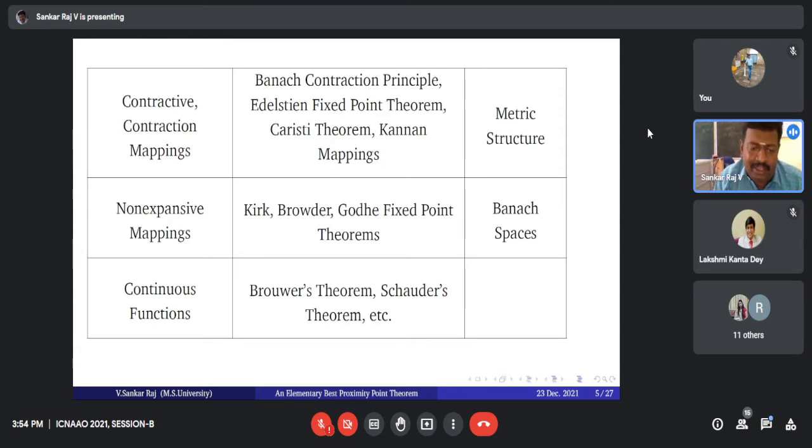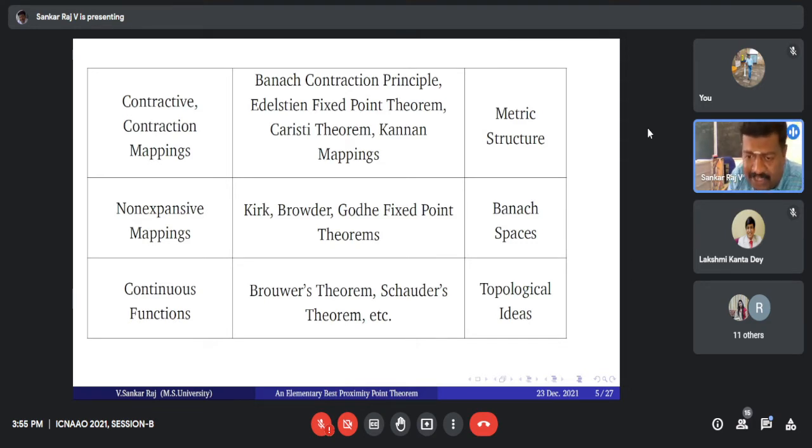For example, during my PhD times, my guide's only condition for those who want to complete their PhD, after the submission of thesis also, was that we have to prove at least one proof of Brouwer's fixed point theorem. There are so many proofs available for Brouwer's theorem using multivariable calculus, using algebraic topology. So many techniques are available. It falls under the topological idea. Most of the topological ideas we are going to use, rather than for non-expansive mappings. So Schauder's fixed point theorem, and these are all for continuous functions. Here we need a very strong topological idea to prove this type of fixed point theorems for continuous functions.